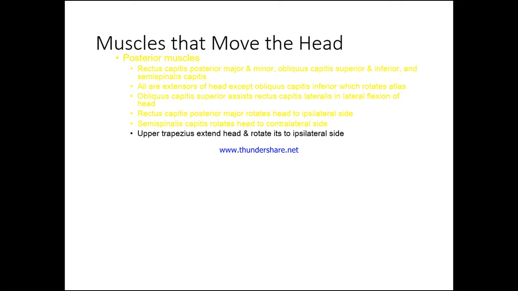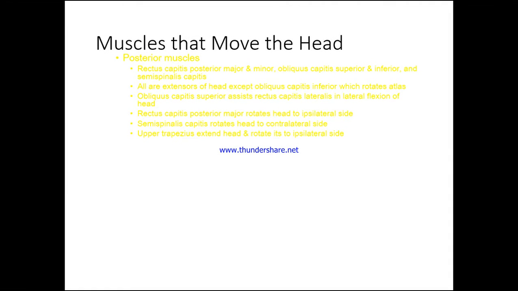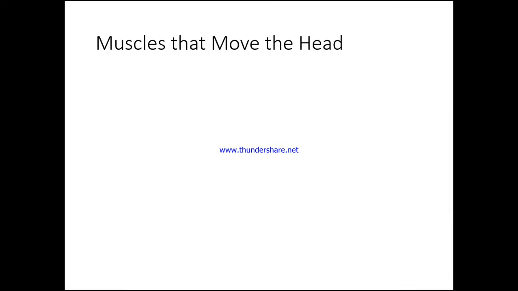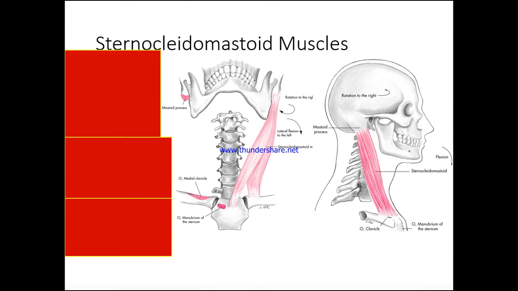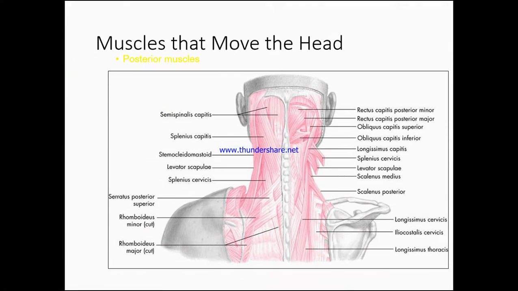Upper trapezius extends the head and rotates it to the ipsilateral side. So it's just important to think not only individually of how these muscles work, but how they work in conjunction with each other and as a whole. So we've just got, just go back. We've got some of the posterior muscle groups that we can see in this deep and superficial dissection.